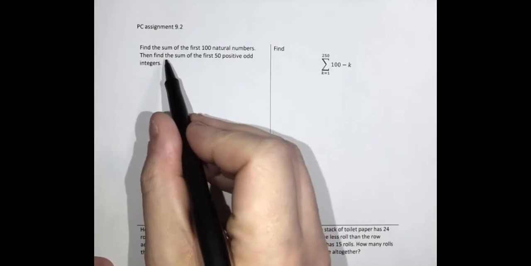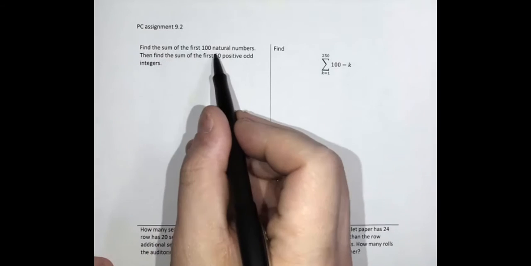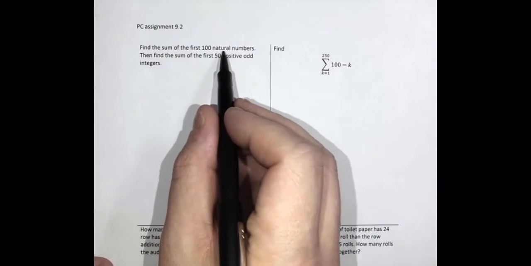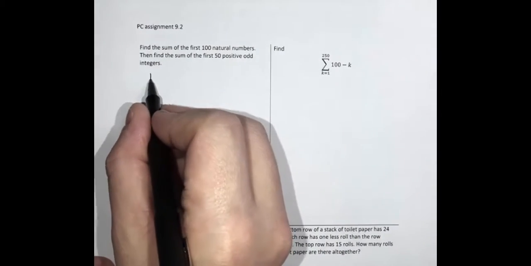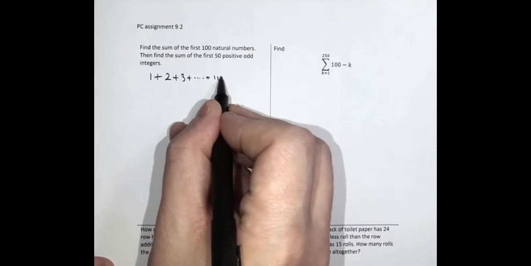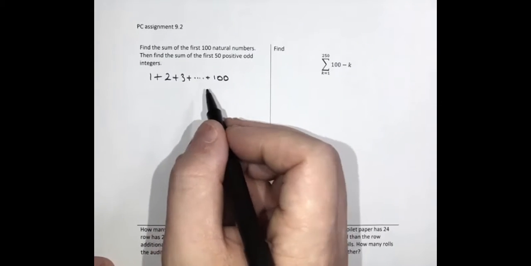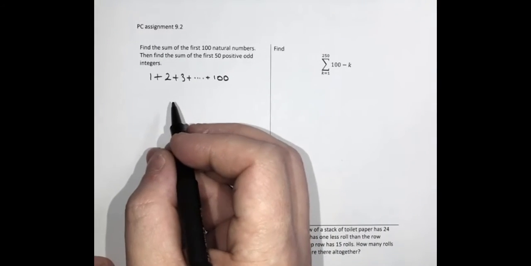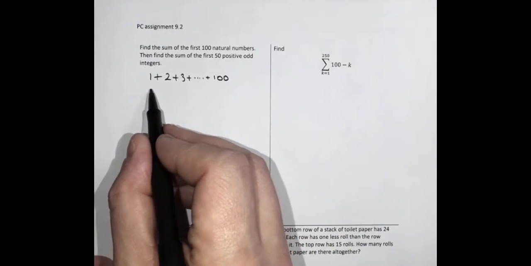Okay, they're messing with you on this one, right? The first problem actually has two parts to it. Find the sum of the first 100 natural numbers. So 1 plus 2 plus 3 plus dot dot dot plus 100. This is a classic problem, by the way. It's kind of one of the stories that we tell about sequences and series.